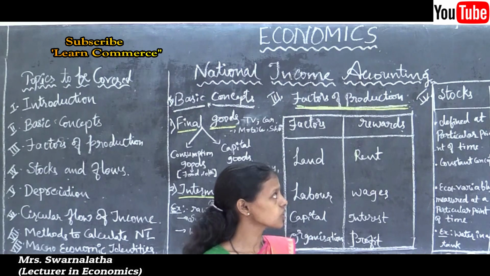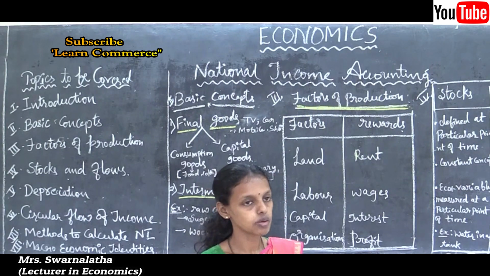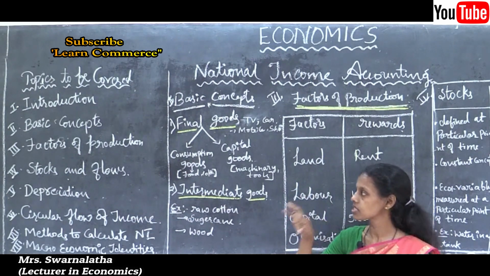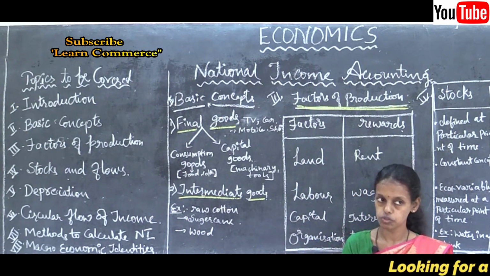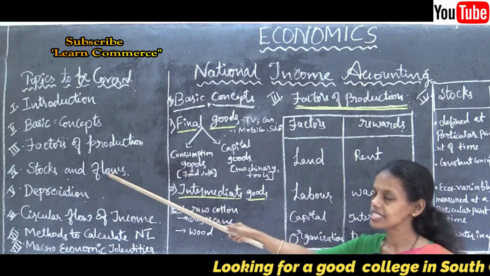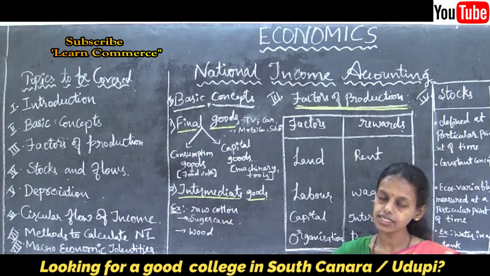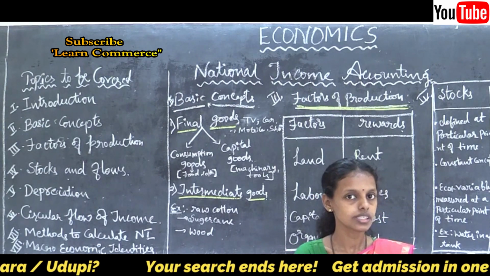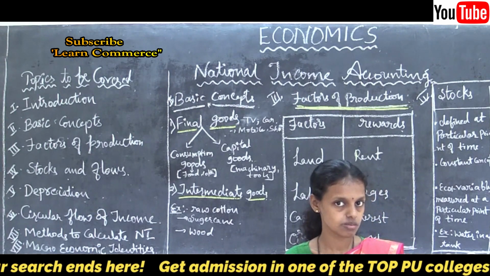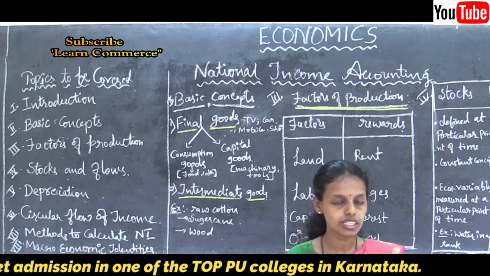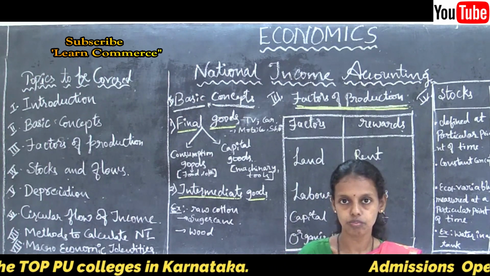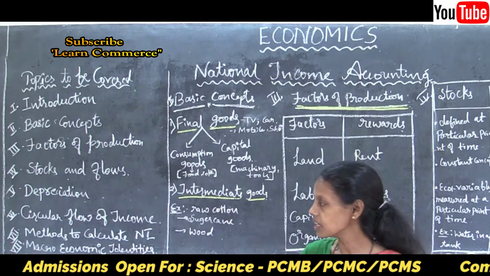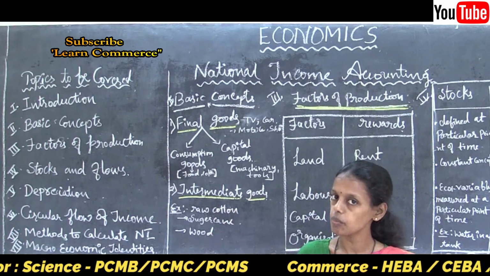So the next concepts we are going to discuss are the concept of stock and the concept of flow. What are these stocks and flows? Very important for 2 marks: distinguish between stocks and flow. By the name you can understand, stocks are something kept as it is, in the form of stock. Stock is a static concept and flow is a dynamic concept.